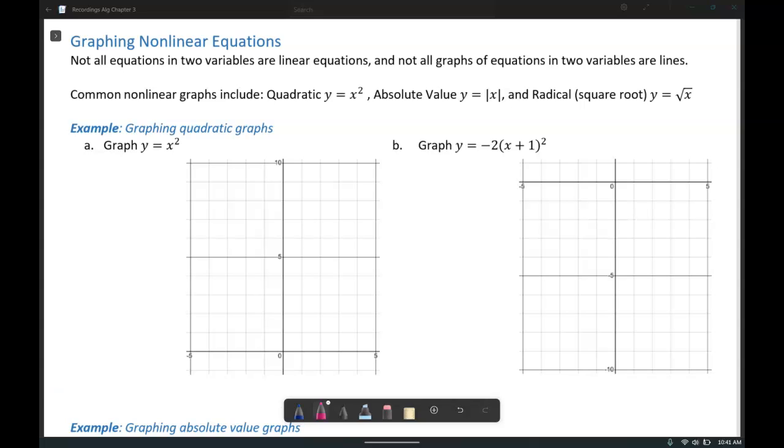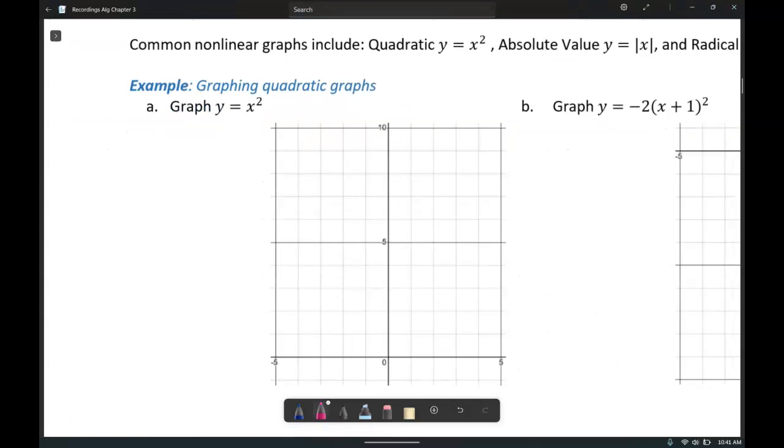The last thing we're going to do for this section is take a look at graphing nonlinear equations. Not all of our equations in two variables would be straight lines, and as a matter of fact, most of them are not. Common nonlinear graphs that we're going to take a look at are quadratic, absolute value, and radical, specifically looking at the square root graph. So, graphing quadratics and these other nonlinear equations, let's start by looking at some ordered pair solutions and see how they differ from our linear equations and see if we can identify any patterns.